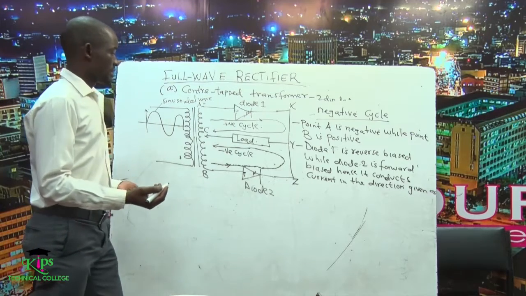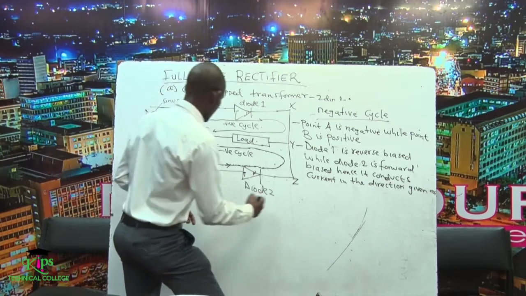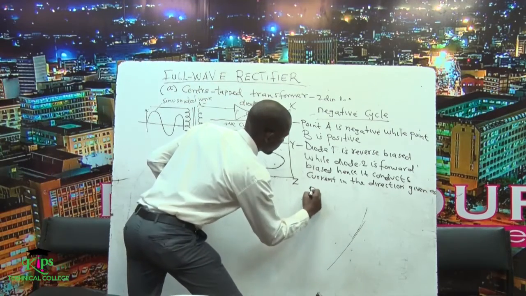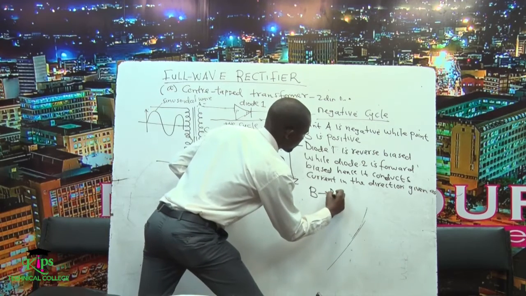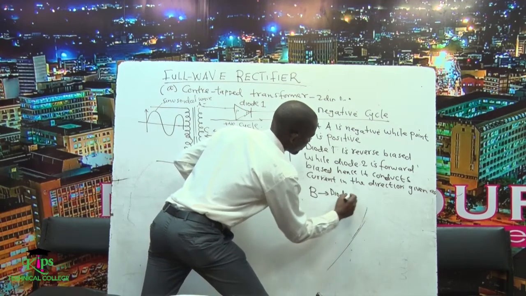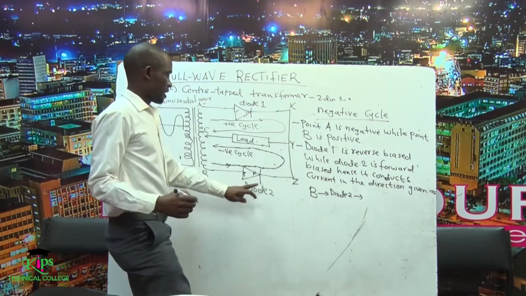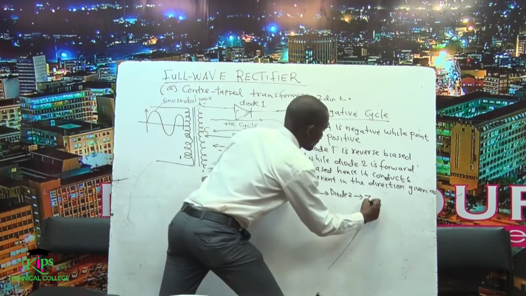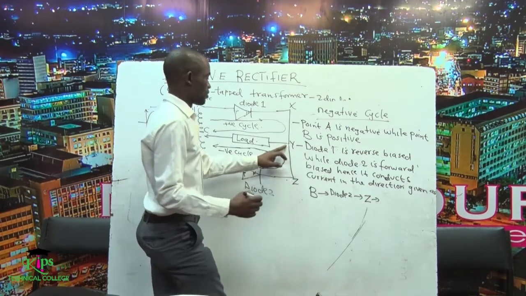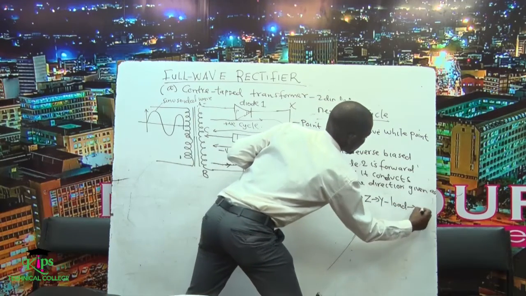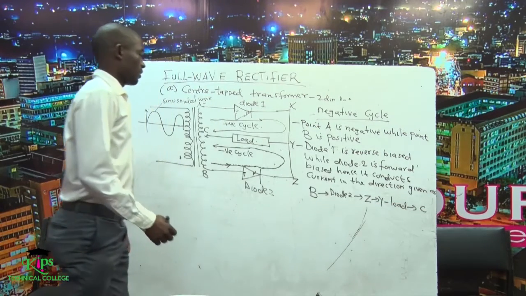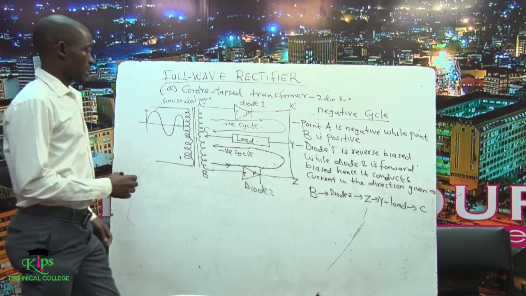So basically what will happen is this. We will say the current begins at point B, it goes to diode 2. Then after diode 2, it goes to Z. After Z, it goes to Y. It goes to the load, and finally it goes back to C. So we can talk about the conclusion.